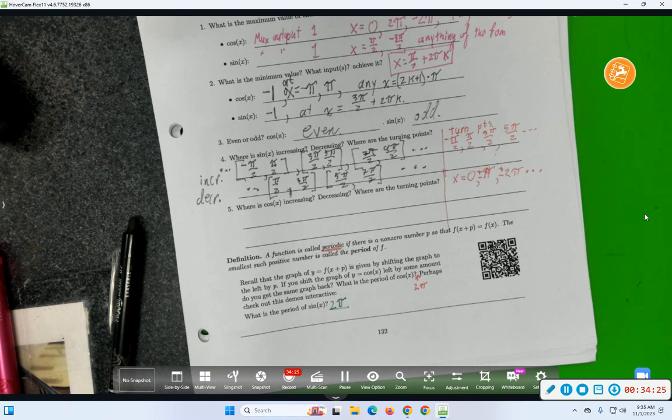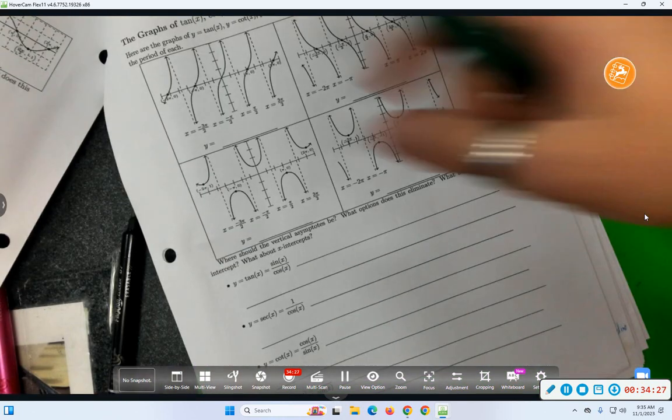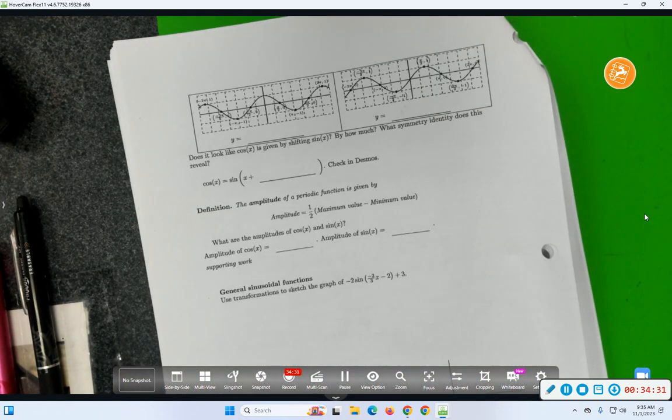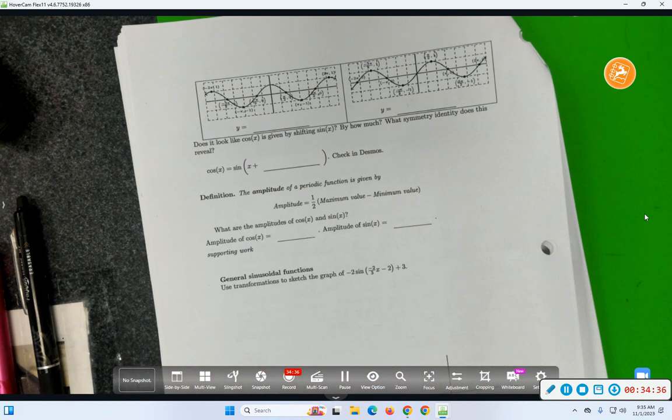So, we know lots of things about trig functions based on that. Let's do one more thing with trig functions. Oh, and let's start with the same thing at the top. One of those is sine, one of those is cosine. Which one's which? First one is cosine. Second one is sine.